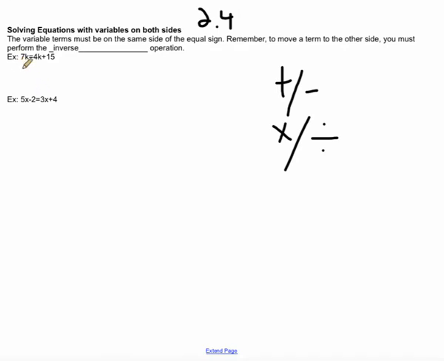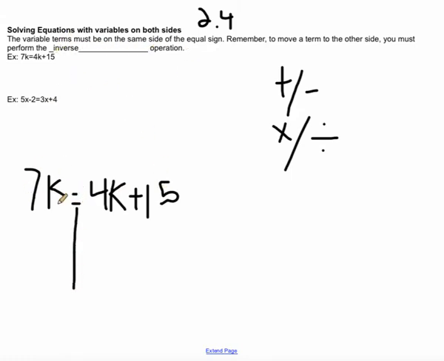All right, so the first example says 7k equals 4k plus 15. And draw it down here. So the variable terms must be on the same side, and right now they're not. Right now I have a k here and a k here. It's important to note that it's the same variable. We're only solving equations right now with one variable. So it doesn't matter if the variable ends up on the left or the right.